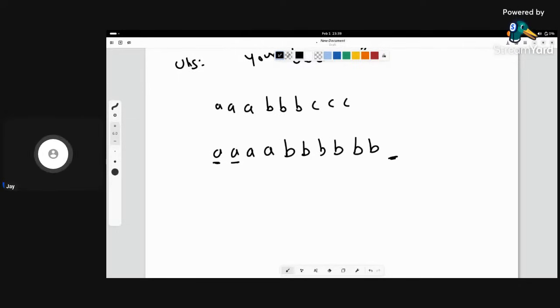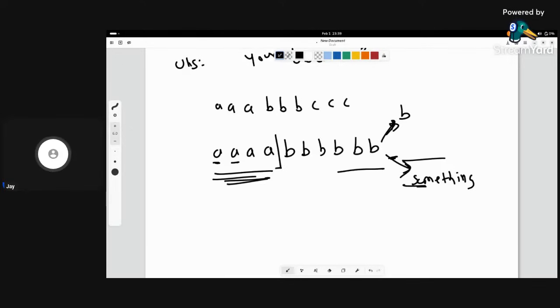To make the next character, you either make it into B so that it continues this block of B's, or you make it into something else. But whatever you do, these A's don't matter. The only thing that matters is, are you going to extend this block of B's or are you going to start a new block? That's the only thing that matters over here. Which blocks came prior to this don't matter.